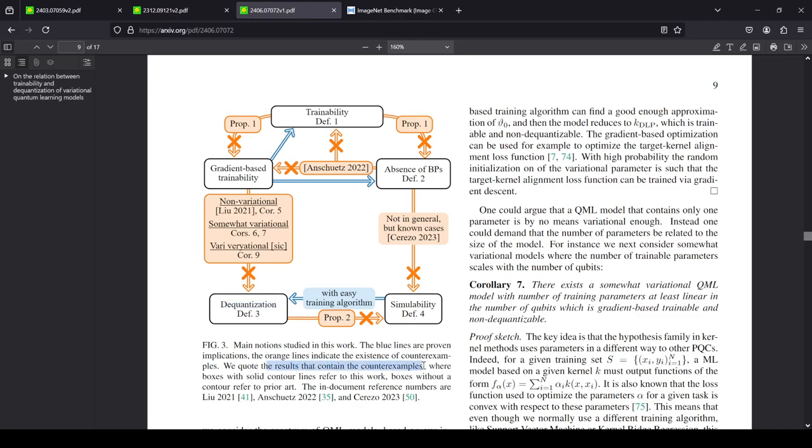They say, "We quote the results that contain counterexamples." So this is not necessarily known universally, but the question here is basically, what does the line look like between simulatability and other aspects of it? You can see here they distinguish clearly between dequantization and simulatability.